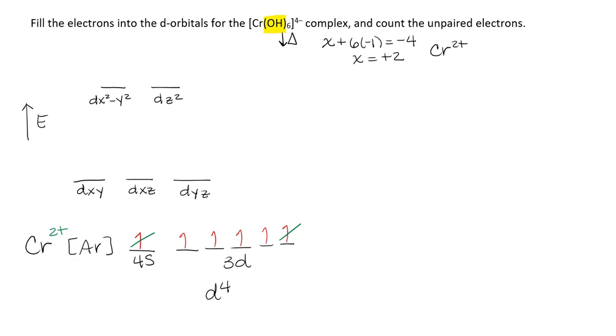When I start to fill electrons, I fill the first 3 as single unpaired electrons. The 4th electron, where it goes, depends on whether you have a strong field or a weak field ligand. I have a weak field ligand, which means that this energy gap, delta, is small. Because delta is small, the 4th electron can fill up here as an unpaired electron. And when I go to count my unpaired electrons, I have 4 unpaired electrons.